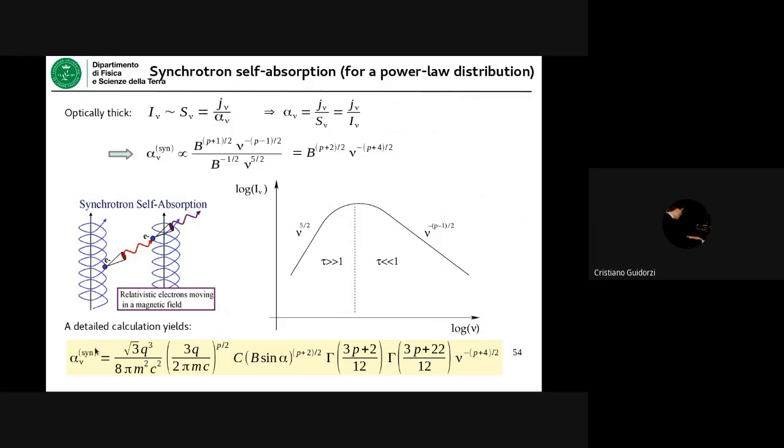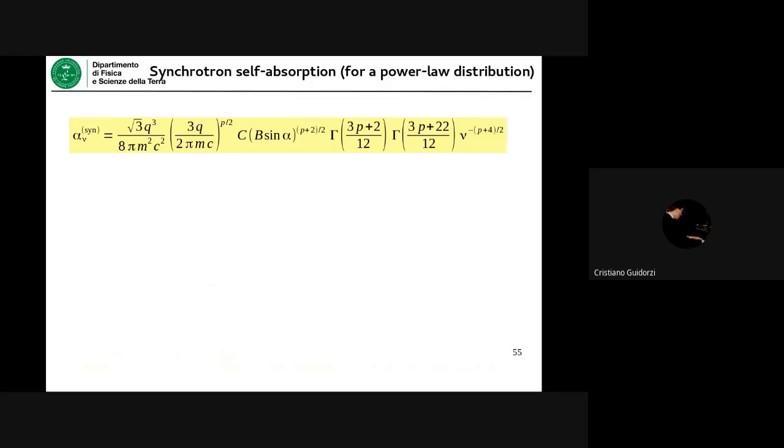As I said, I'm not going to prove this scary formula here, but it's just for your information. This is what a detailed calculation gives you. This is called the self-absorption frequency, just because it's the frequency at which you change regime. You move from optically thin to optically thick, or the other way around, depending on whether you are decreasing or increasing frequency. Okay, this is just the total formula.